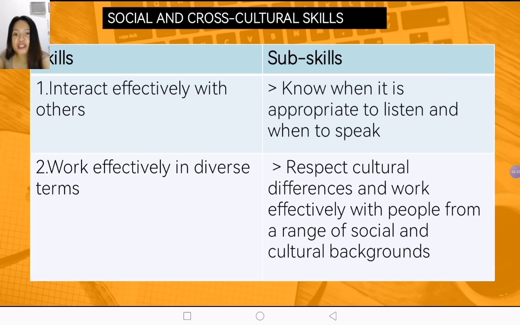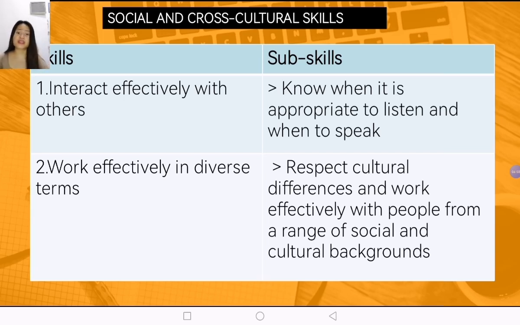Next is social and cross-cultural skills. So now we are down to cultures and the society. Its first skill is to interact effectively with others. So we do not just interact in a bad way, nor in a way that is not friendly, but to interact effectively with others.